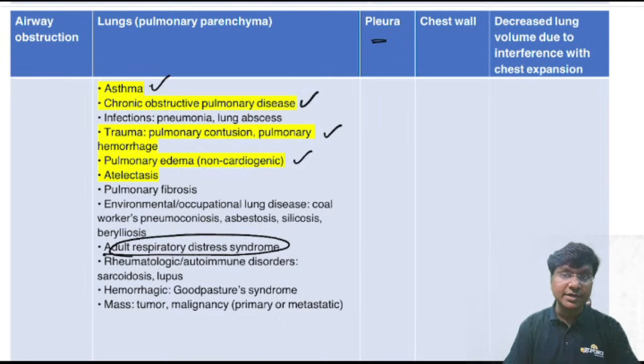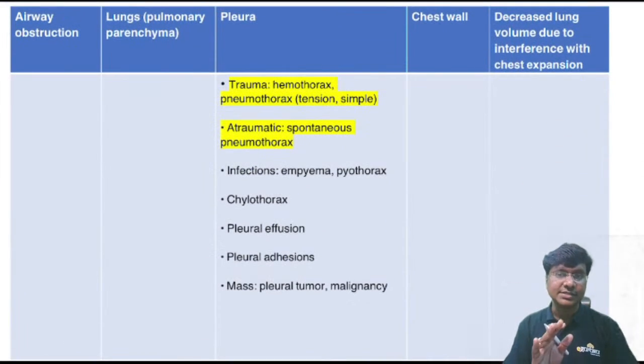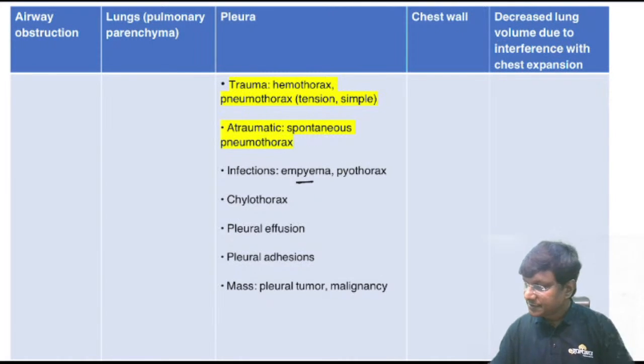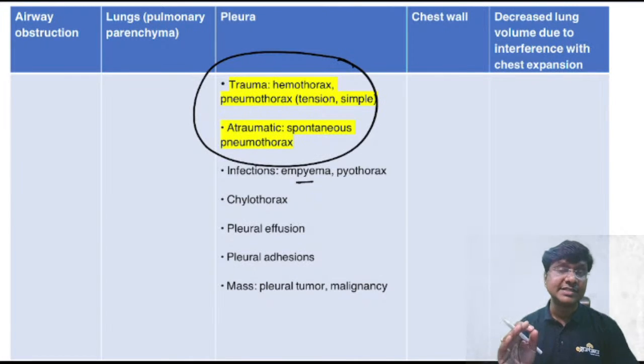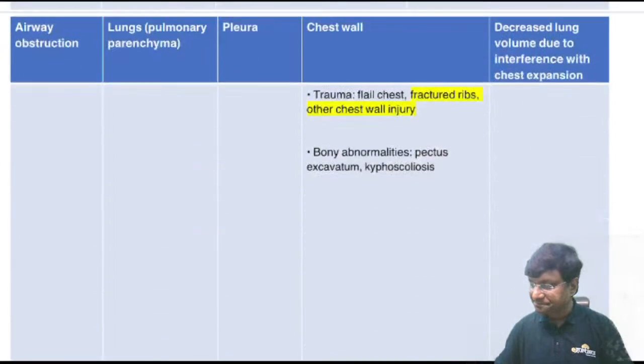Then we have the pleural disorders which can present with sudden onset dyspnea. The various pleural causes for dyspnea include trauma to the chest, spontaneous pneumothorax, which is atraumatic, infections like empyema, pyothorax, chylothorax, pleural effusion, pleural adhesion and pleural tumor. But the causes of sudden onset dyspnea of pleural origin, which will be a pulmonary emergency, are trauma to the chest as well as pneumothorax. Trauma to the chest can cause tension pneumothorax or even hemothorax.